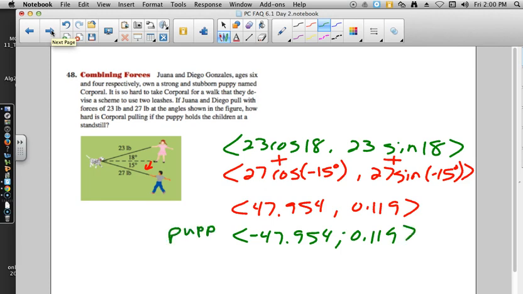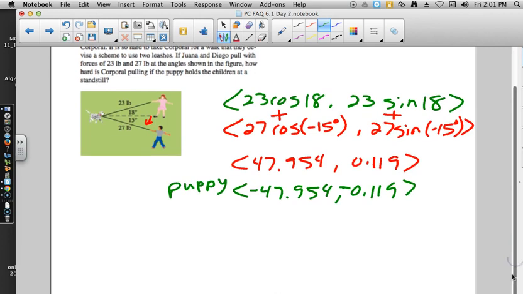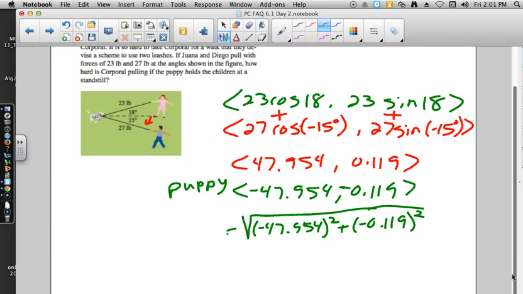So here's your puppy. There's Corporal right there with those 2 negatives. And then what you have to do is find the magnitude, because it says how hard is that puppy pulling, and they are both pulling in terms of pounds. So we would have to use our little magnitude distance formula here, the square root of negative 47.954 squared plus negative 0.119 squared. And that comes out to 47.954 pounds.